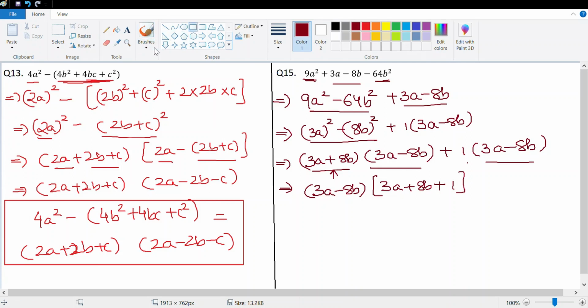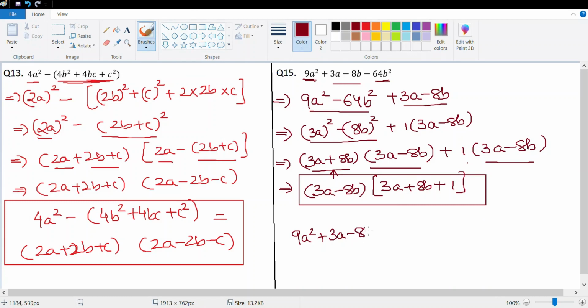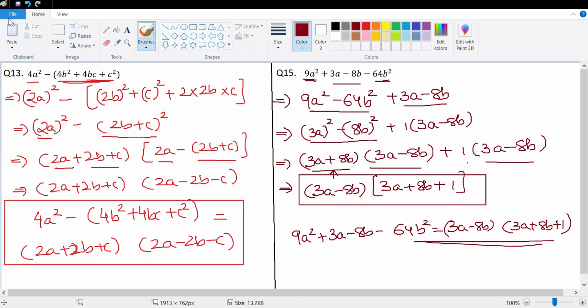I will not be doing it any further, but you need to write your answer in the exam with the question, which means the answer should be written as 9a square plus 3a minus 8b minus 64b square is equal to 3a minus 8b multiplied with 3a plus 8b plus 1. That's the mandatory way of writing your answer in an exam. I will not be writing it any further from the next question. Let's look at the next question.